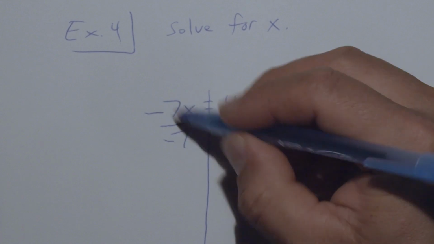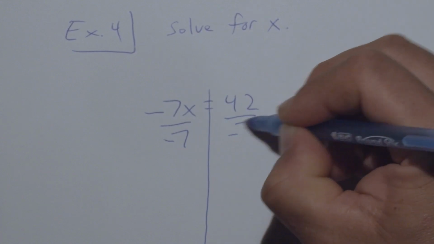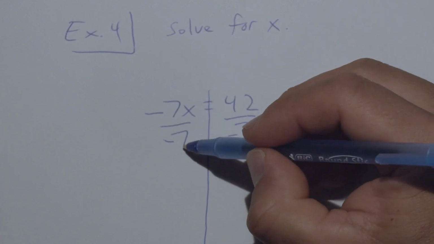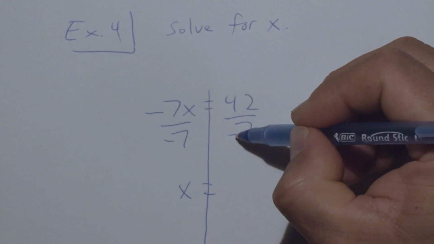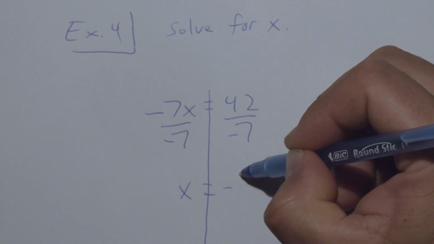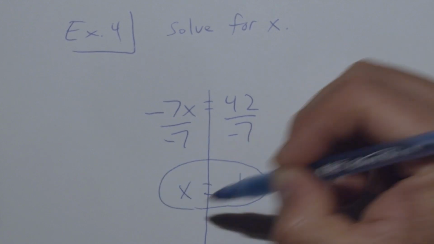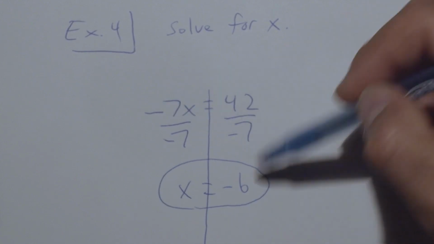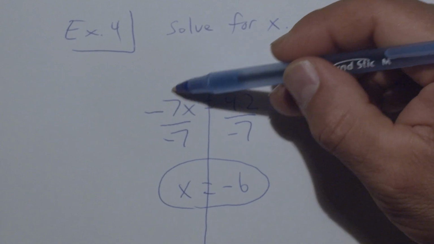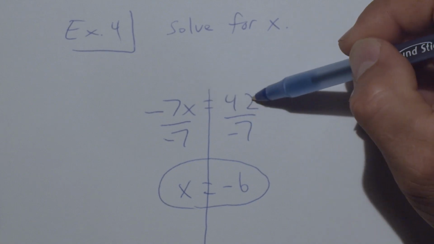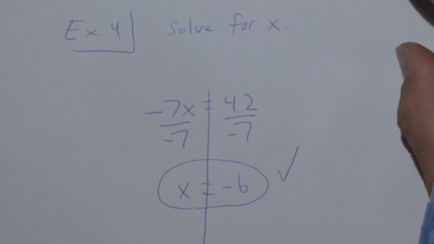If I divide this side by negative 7, I've got to divide this side by negative 7. Negative 7 divided by negative 7 is 1, and 1 times x is x. And a positive divided by a negative is a negative. Negative 6 is the answer there. And then, just checking it. You don't have to do this, but I highly recommend you do it. Negative 7 times negative 6 is positive 42, and it works out, and we're all good.